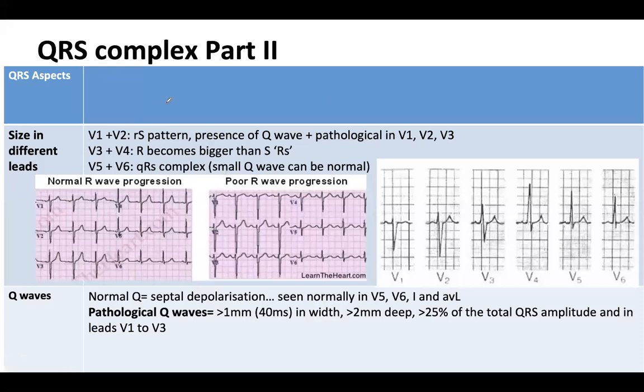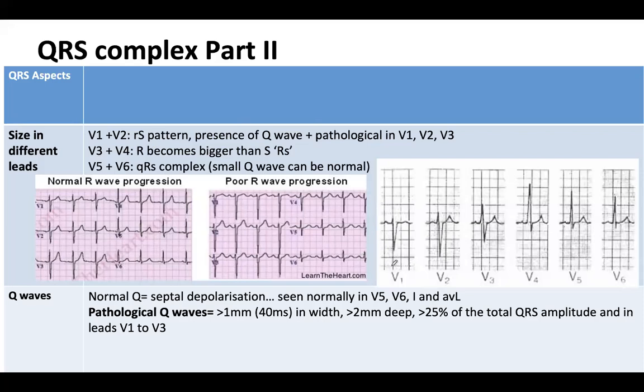Okay, so in terms of the QRS complex, if you look at V1 and V2 in a normal sinus ECG, you will see that V1 and V2 have a small r, big S pattern. So basically that means the R is really small and the S is really deep. R is small, S is deep, okay? And if there's a Q wave in V1, 2, or V3, this would be pathological, okay?